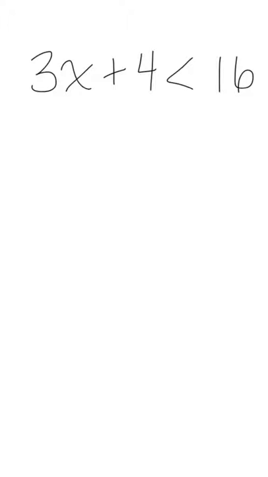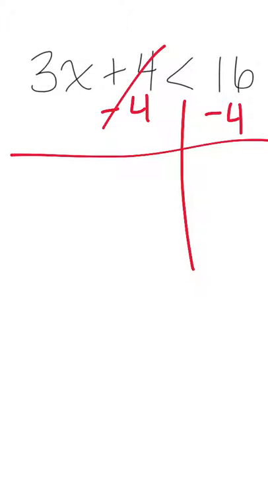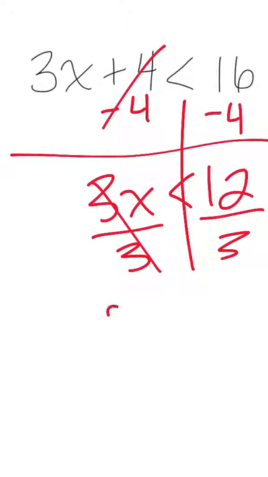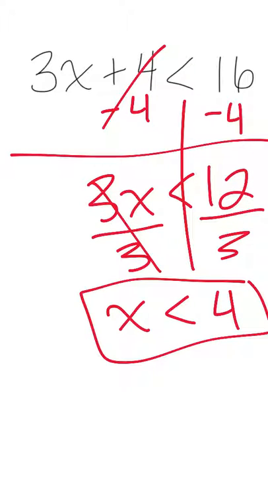So we just did one-step inequalities. Now we're going to do two-step. And again, those are the same as solving an equation. So when we have a two-step inequality, we start by getting rid of the constants on both sides. So we have 3x is less than 12. And then we would divide both sides by 3 to get x by itself. So x is less than 4.